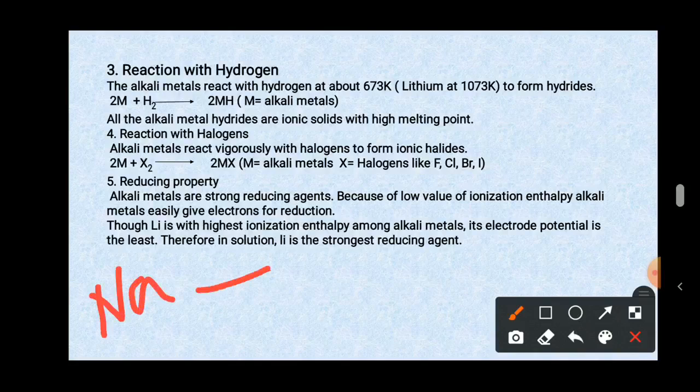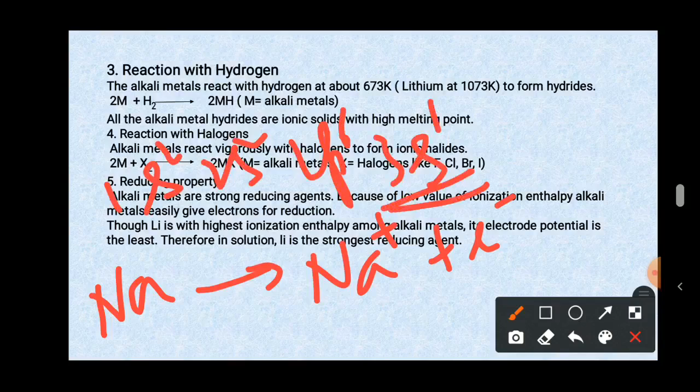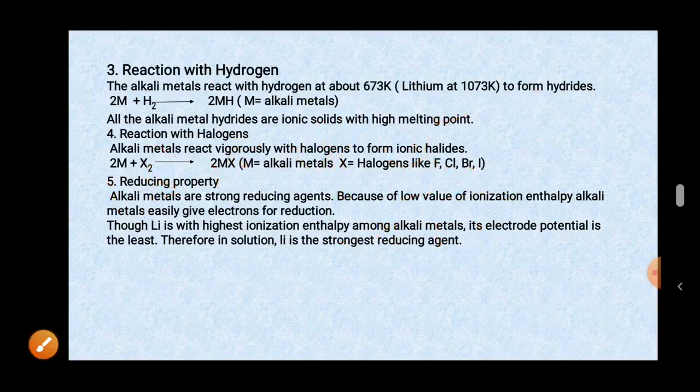Suppose sodium. It has the capacity to donate how many electrons? One electron, because in the outermost shell it contains only one electron. 1s2, 2s2, 2p6, 3s1. Atomic number is 11. So one electron is present in the outermost shell. This is easily removed, so if I remove one electron, it will form a sodium cation. This is called the reducing property. Alkali metals are stronger reducing agents because they have low ionization enthalpy; they easily donate or lose electrons.